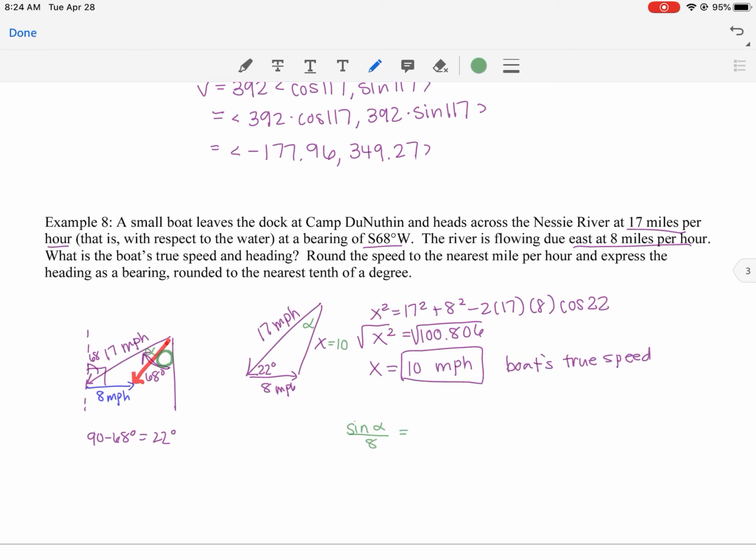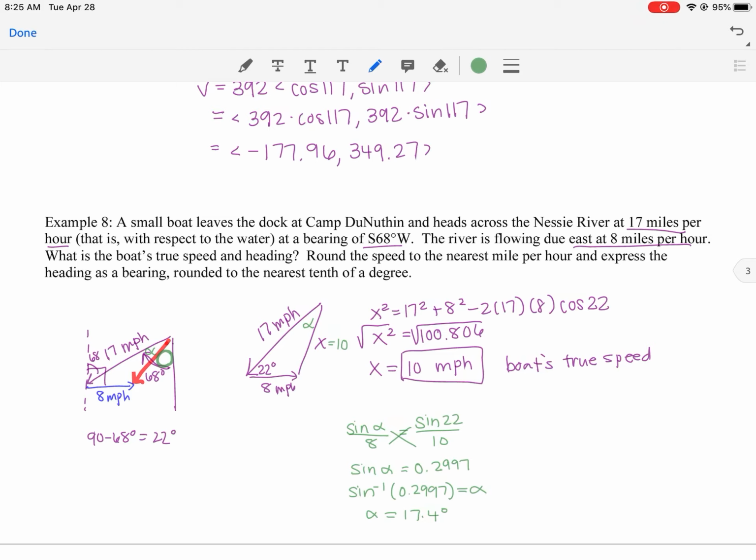So I'm going to do sine of alpha over 8, and then I also have the 22, so I'm going to do sine of 22 over 10. Do your cross multiplying magic, do a little division there, right? So 8 times sine of 22 divided by 10, and you get sine of alpha is 0.2997. Take the inverse sine of that, and we end up with alpha equals 17.4 degrees.